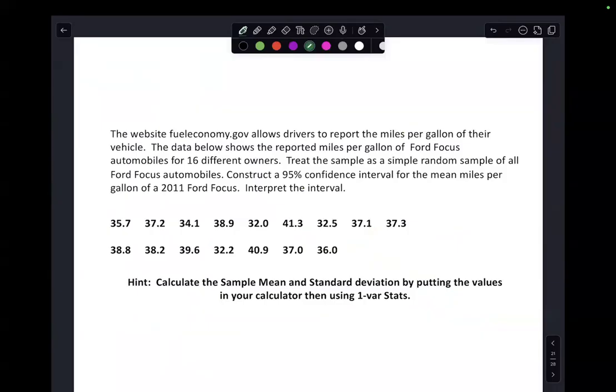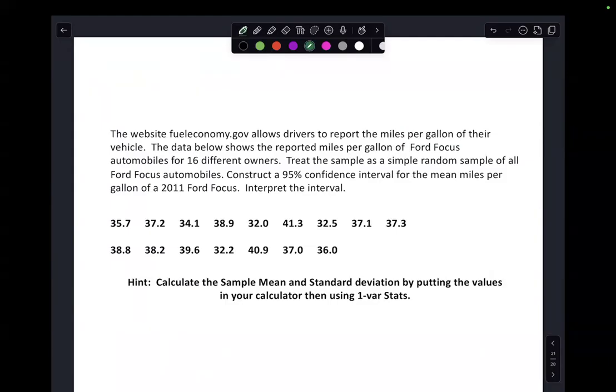Now, much of the time, you're just going to have a bunch of data, and they're not going to give you the mean and the standard deviation of it. Like, for example, right here. This website, fueleconomy.gov, allows drivers to report the miles per gallon of their vehicle. This is for a 2011 Ford Focus. They randomly selected 16 different owners and took their reported miles per gallon.